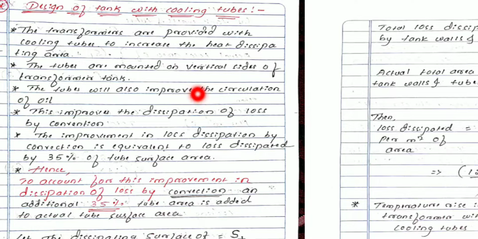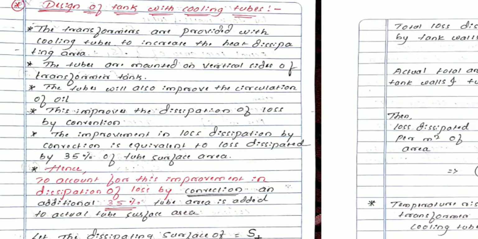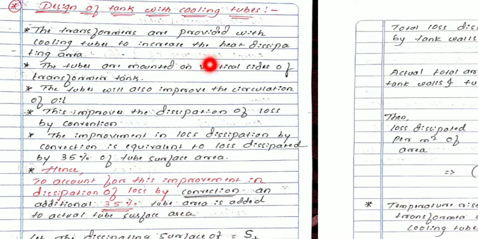Next, whatever heat is transferred from the core as well as the transformer windings to the oil, then what will happen? The oil gets heated up completely. Then this heated, hot oil is cooled by the natural air. Getting my point? So next, one more thing: the circulation of the oil in the tubes will also improve the dissipation of loss by the convection process.